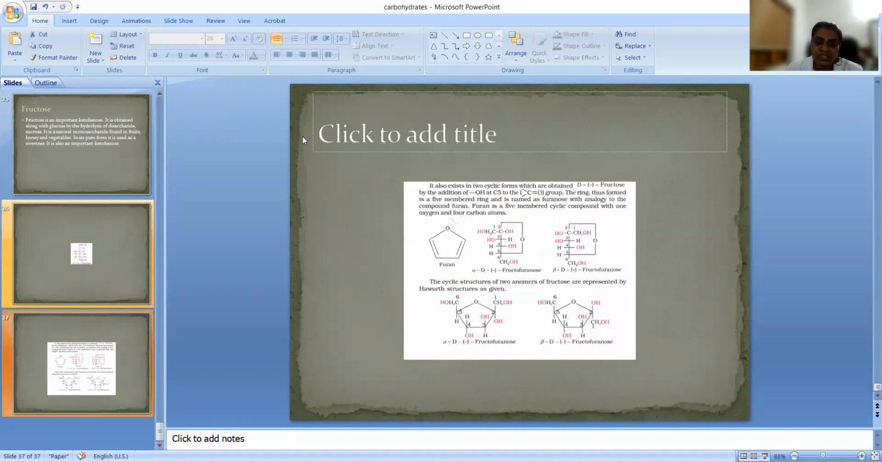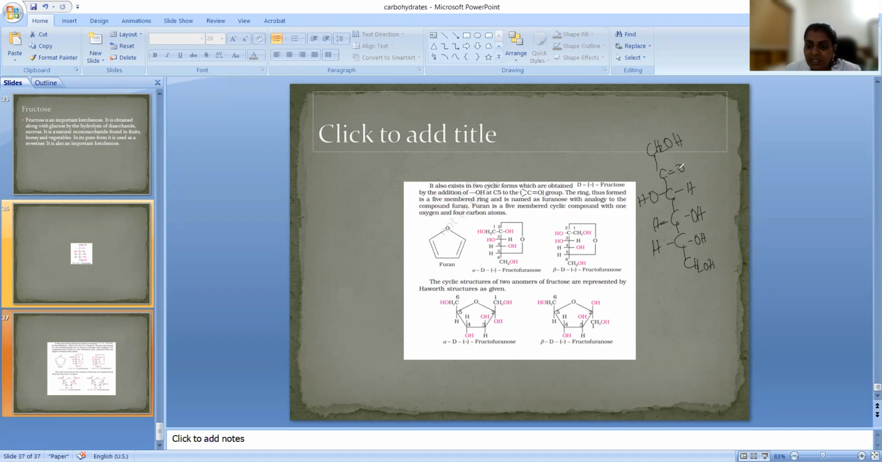Now let us see the closed structure also. Just like in glucose, where the CHO group is fusing, here also fusing takes place, in the second carbon. We know the structure: CH2OH, C OH H, C OH H, then CHOH, and then C double bond O, then CH2OH. This is the structure, right?